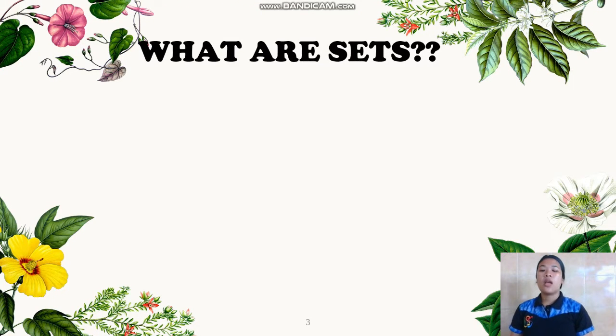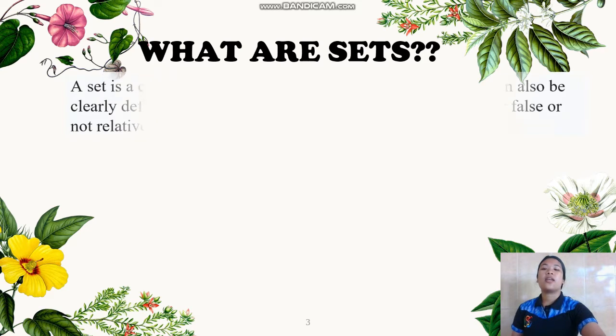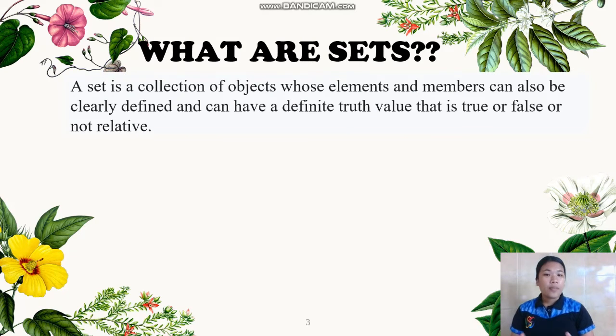Okay, before that, does anyone know what a set is? A set is a collection of objects whose elements or members can be clearly defined and can have a definite truth value, that is true or false, not relative.